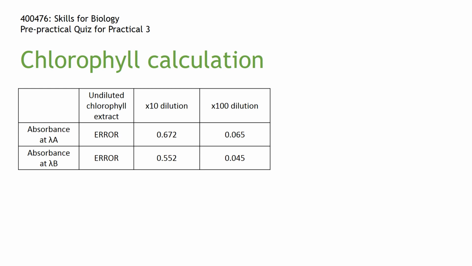So on Thursday, your results table might look something like this. You'll have measured the absorbance at wavelength A and the absorbance at wavelength B, and then you'll have tried that at 3 different dilutions. So you might have had your undiluted chlorophyll extract, a times 10 dilution, and a times 100 dilution. So these are some example results that you might have.